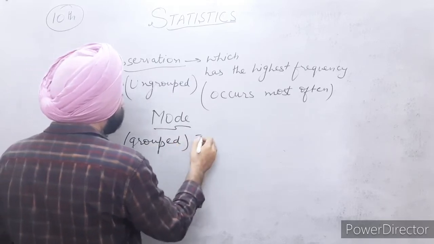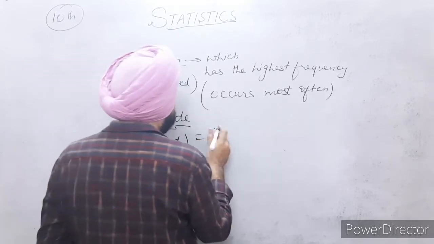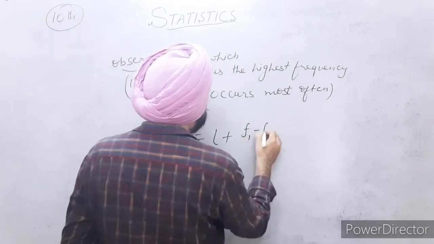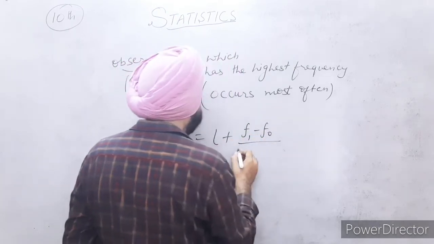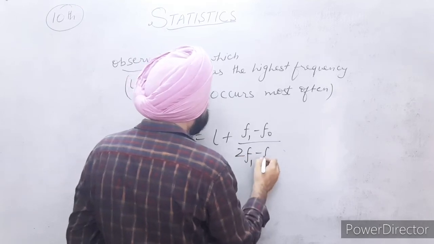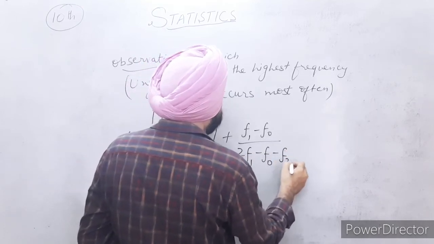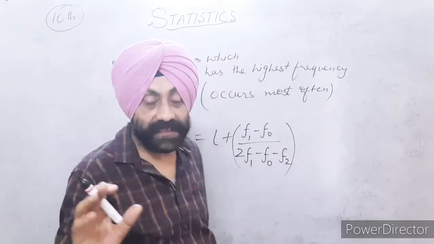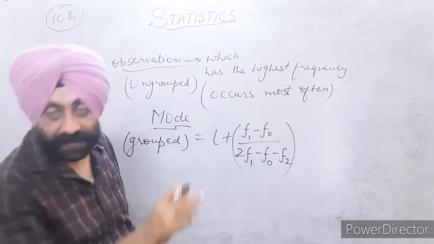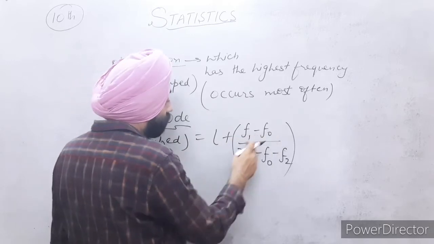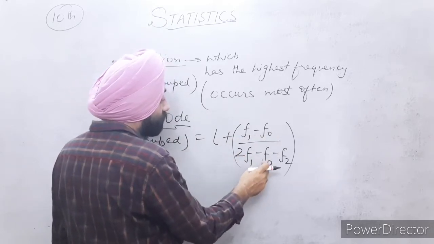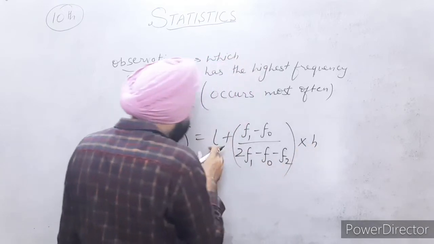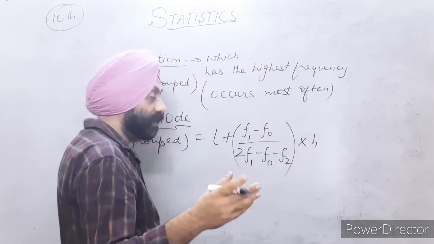Now for grouped data, there we have a formula. It is L plus (F1 minus F0) divided by (twice of F1 minus F0 minus F2), multiplied by H. Here L is the lower limit, where L, F1, F0 have the respective meanings.